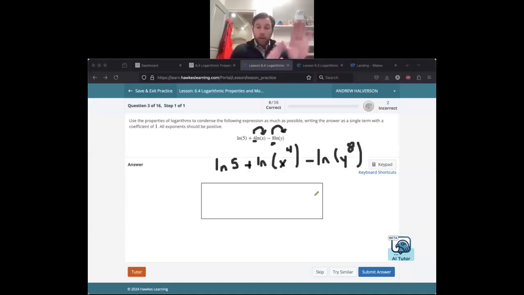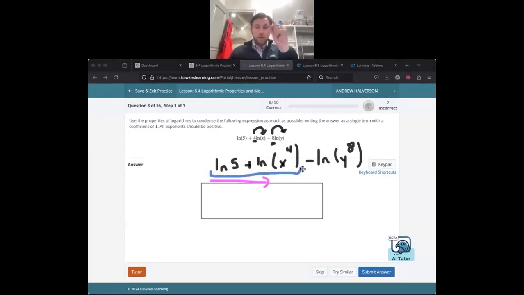Now the numbers in front of the ln's are all ones. There's nothing in front of the ln's, it's just plain ln's. Now we can start combining, and you go left to right. So when we do that here, we combine these two first.